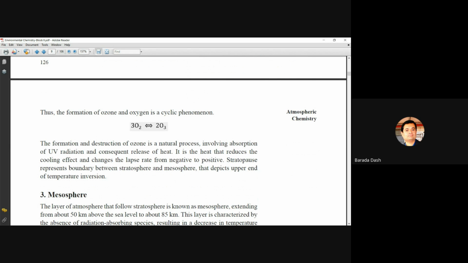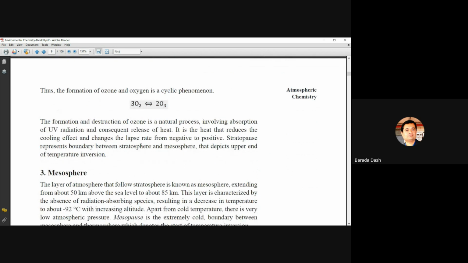That is called the Chapman cycle. The cycle by which ozone is formed is called the Chapman cycle. The stratosphere is also the zone where ozone is formed. Three O2 give rise to two ozone molecules, and again the two ozone molecules dissociate back to three oxygen molecules. The formation and destruction of ozone is a natural process involving absorption of UV radiation and consequent release of heat.